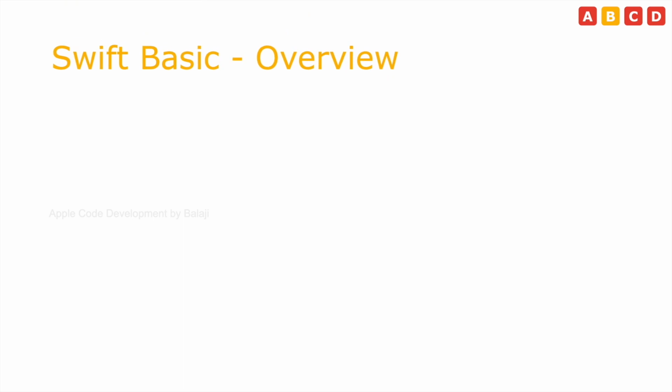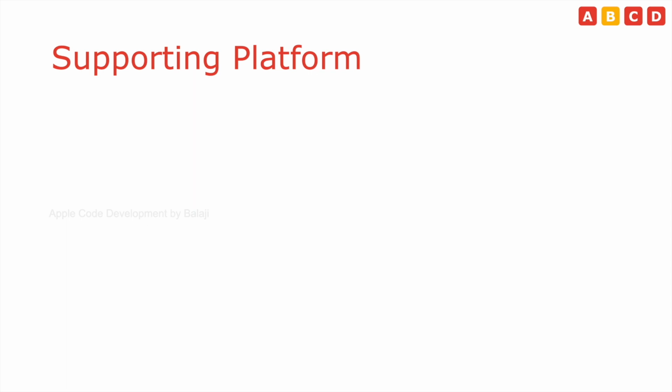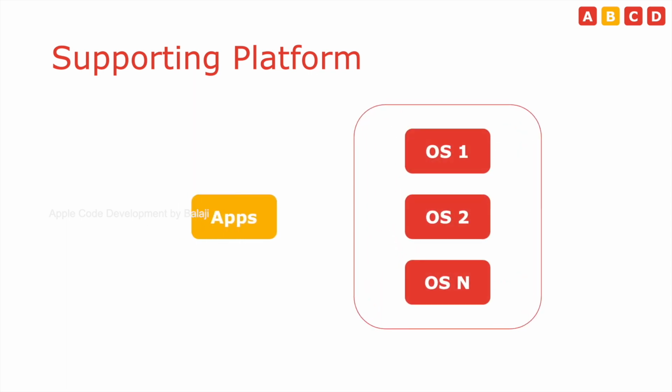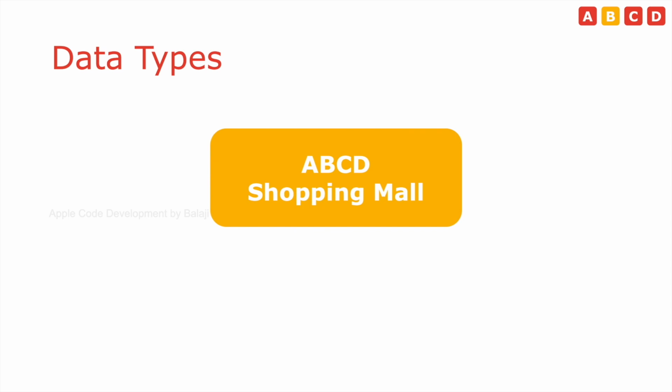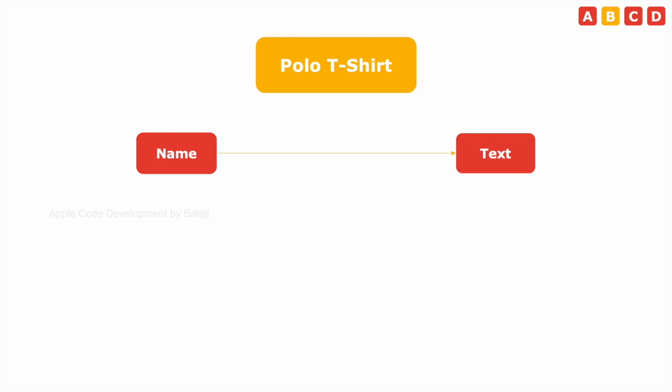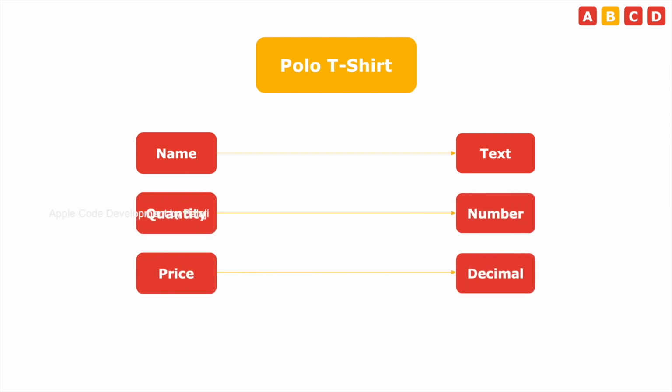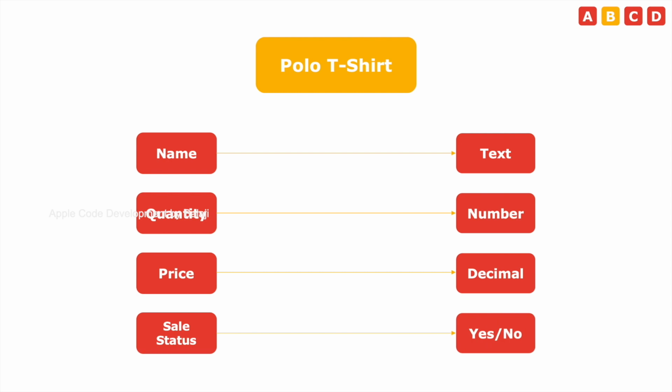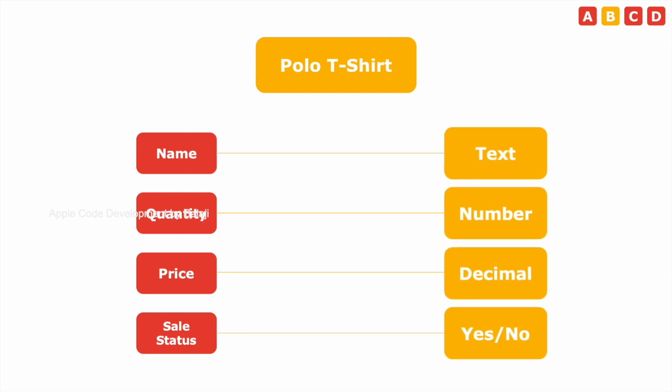In this tutorial, I am going to cover the below listed topics. The first topic is supporting platform, which is what are the OS oriented apps we can develop using Swift, like apps for iOS, watchOS and etc. The second topic is data types. Let's take an example of a shopping mall. In this, consider a product as polo t-shirt. Now the name will be mentioned as text, quantity as a number, price as decimal and sales status as yes or no. Here we are going to see how this text, number, decimal and sales status is handled in Swift.